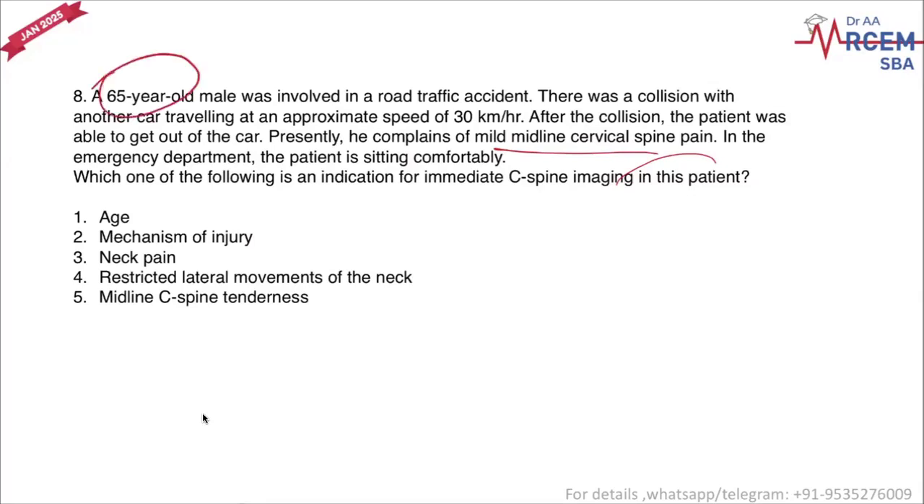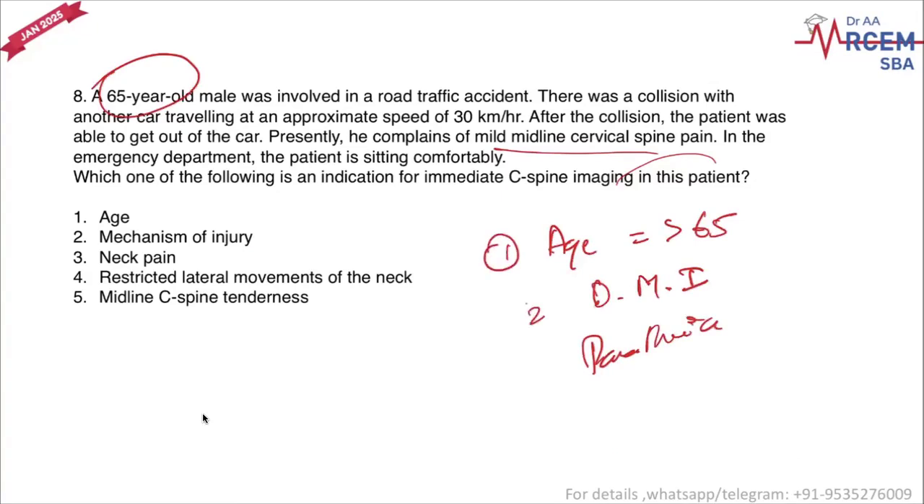It is the age. Because in the first box, what do we look out for? Anyone whose age is equal to or greater than 65, dangerous mechanism of injury, or any paresthesia of the extremities, if present. These are the three things we'll be initially looking for here. The age is 65 years, that's why option 1 is the correct one.